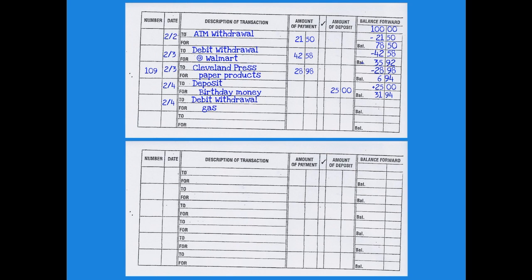We bought gas. And again, because it's a debit withdrawal, we're taking money out. It goes under the payment column. We're going to put our $25. Carry that $25 into the balance column. We're going to subtract that out. So $31.94 less $25 gives us a whopping $6.94. Look at that. History's repeating itself.